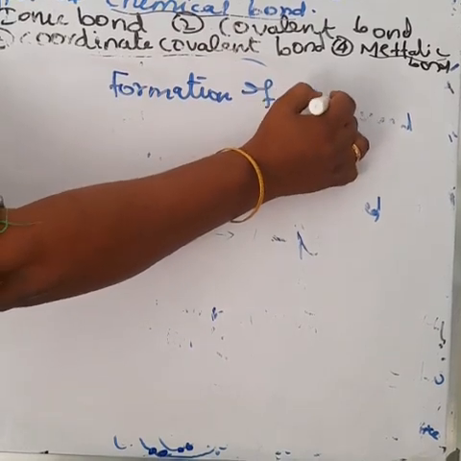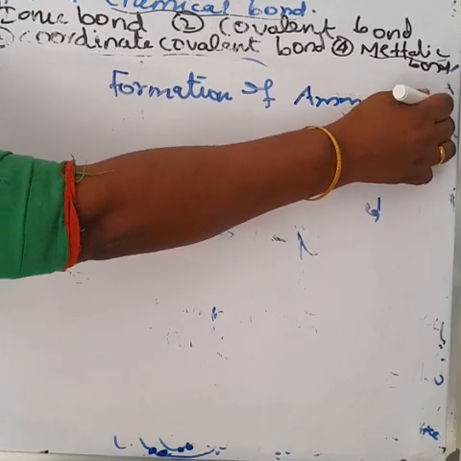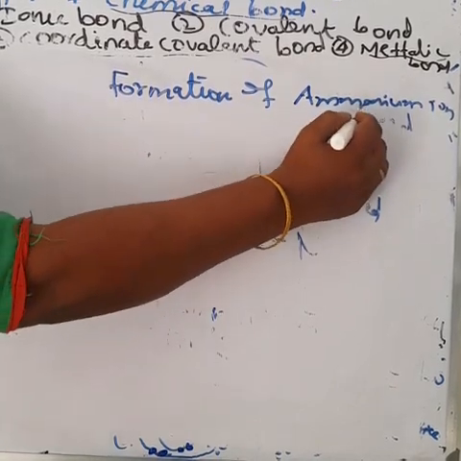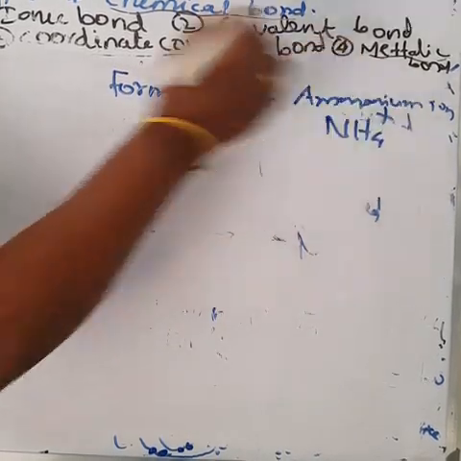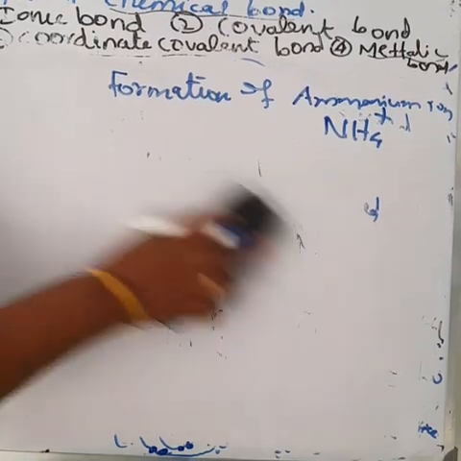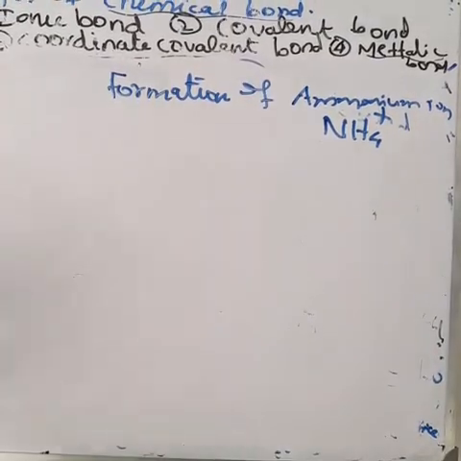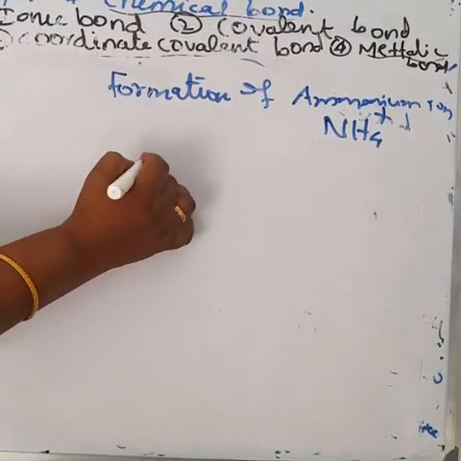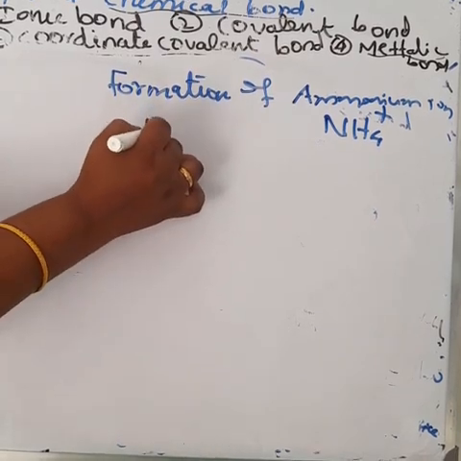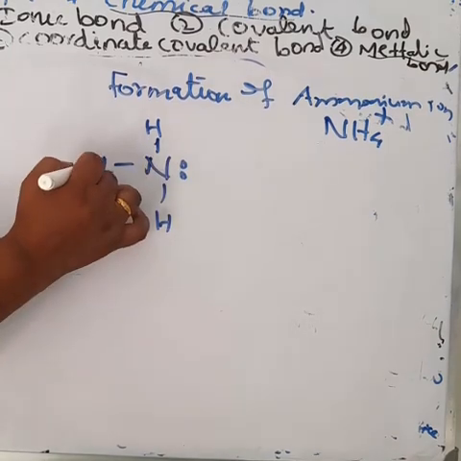ammonium ion, NH4 plus. Formation of ammonium ion. How is it formed? Ammonia means the ammonia molecule has a nitrogen atom with one lone pair of electrons and it combines with one H plus ion.